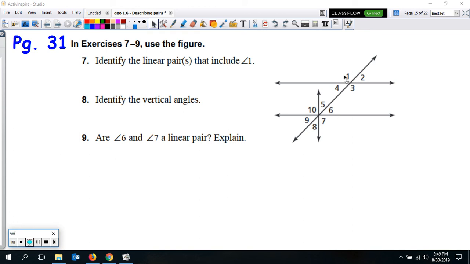So look at that diagram. See if you can think of it: angle 1 with what other number would form a linear pair? See if you can figure this out before I show you the answer.